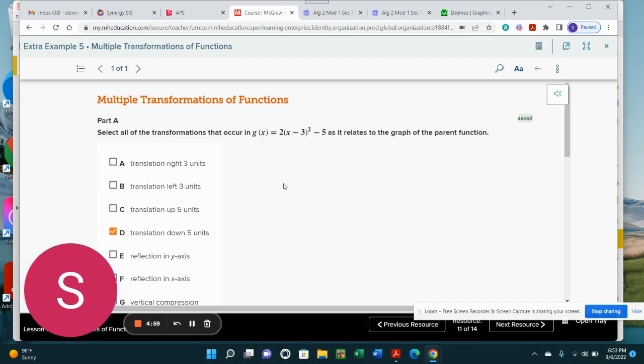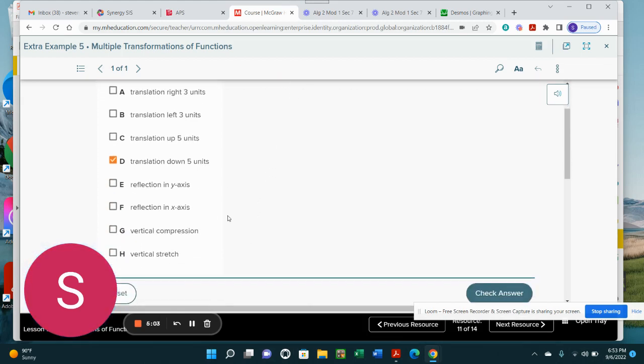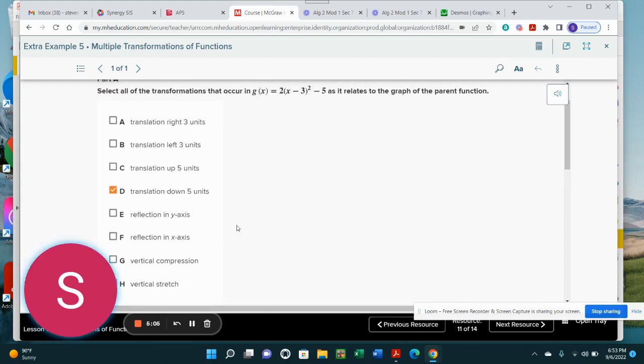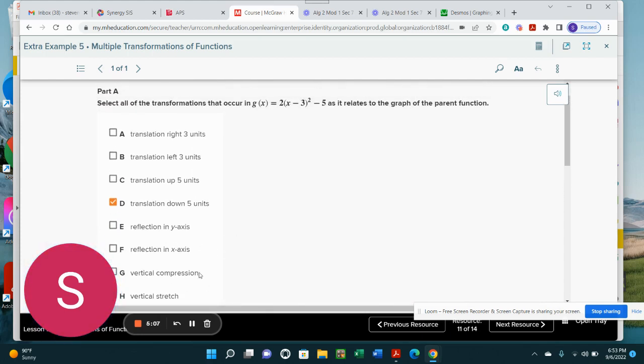We don't have any negatives in here. We don't have a -2, so it doesn't reflect in either of those. We're not going to worry about vertical compression and vertical stretch. I'm not going to worry about those different things. I really want you to understand the translations down, up, reflection. Reflection on the y-axis doesn't really make a whole lot of sense. If I had a negative there, because it's squared, it's reflecting on the x-axis, but it doesn't change the function.